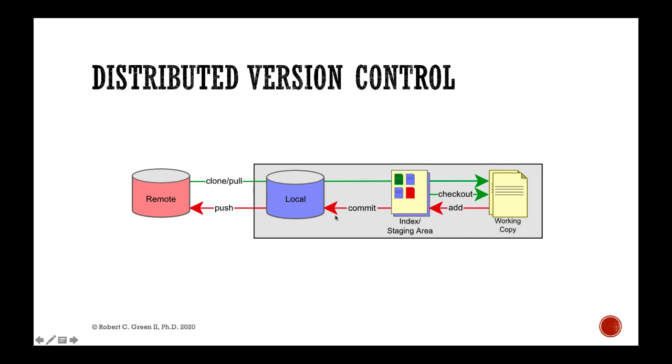And this is a cycle that completely repeats itself, right? So you will find that you will end up in this cycle where you initially clone, and then you add, and then you commit, and then you add, and then you commit, and then maybe you check out, and then you add, and you commit, and then you push your files, and then you pull the changes that other people have made. So you can just go around this diagram, and these are actually almost verbatim the Git commands.